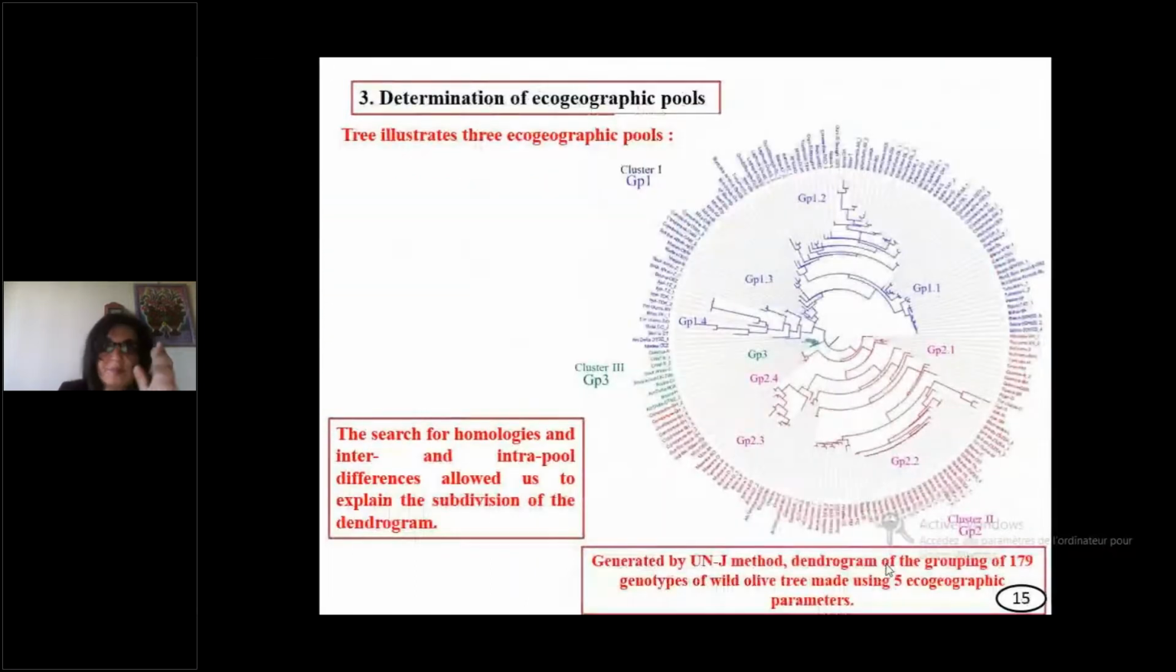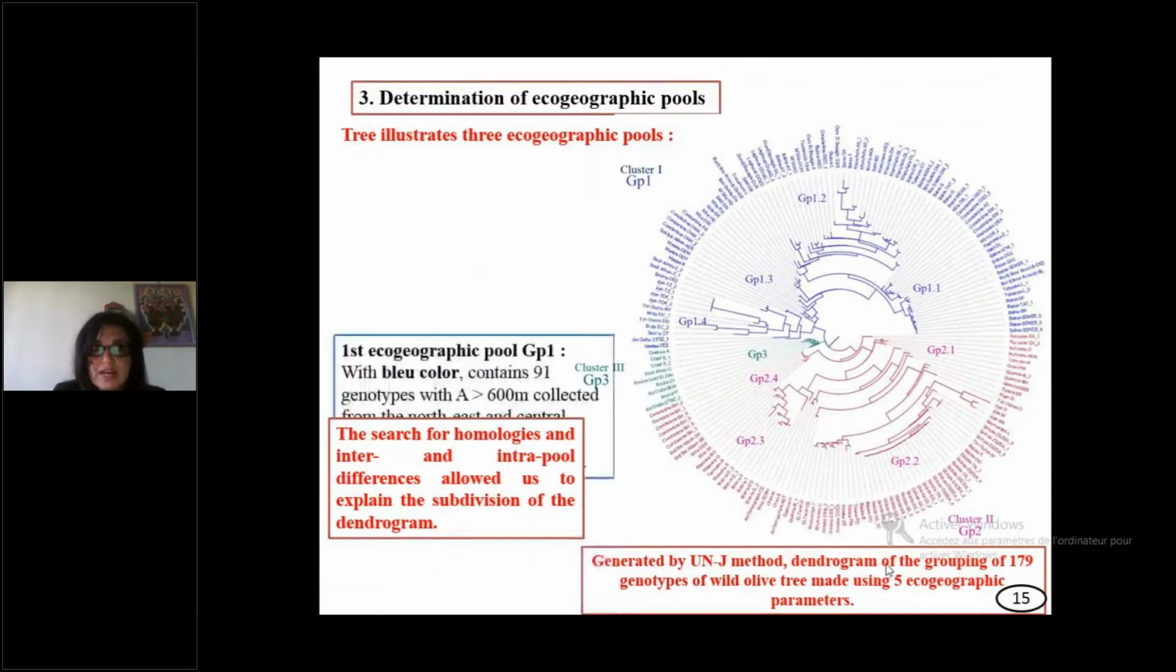For the determination of ecogeographic pools generated by the unweighted neighbor joining method, here is the dendrogram of the grouping of 179 genotypes of wild olive tree made using 5 ecogeographic parameters. The tree illustrates 3 ecogeographic pools. The research of homology and intra-pool differences allowed us to explain the subdivision of the dendrogram.